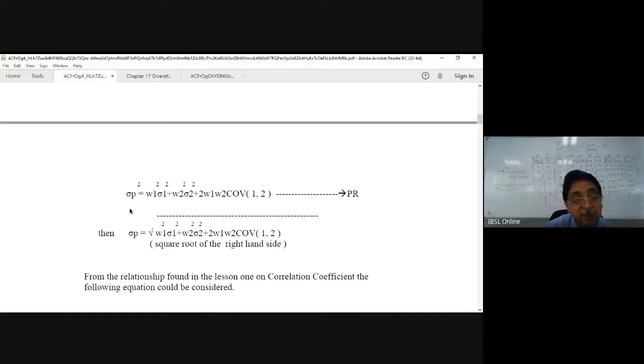Now we don't need sigma b squared. Sigma b squared is the variance, but we need the standard deviation. So therefore we get the square root.